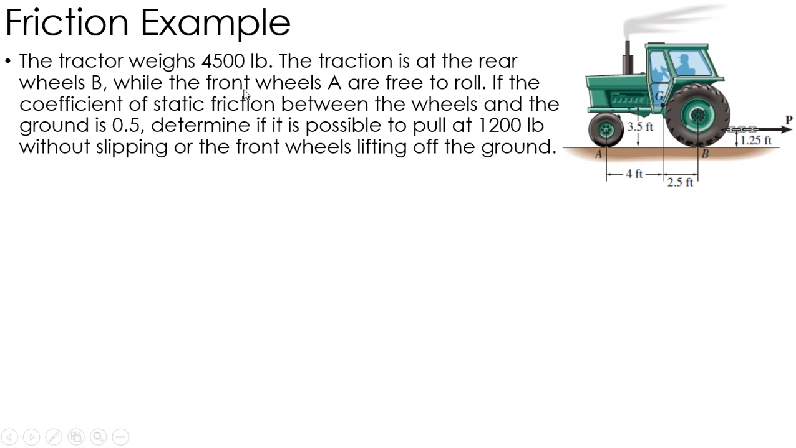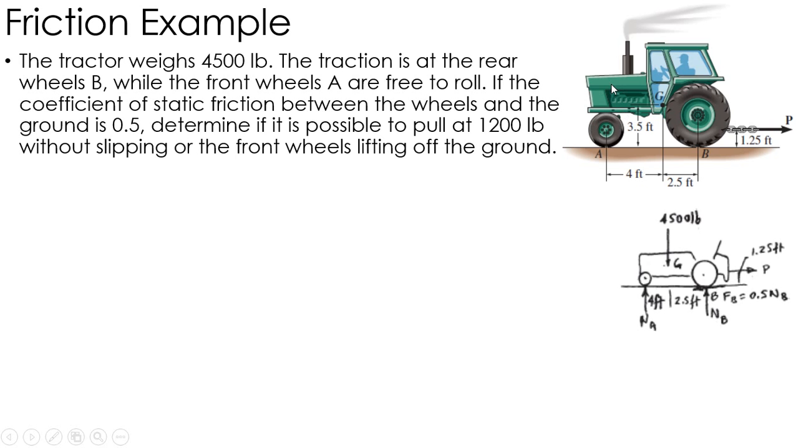The coefficient of friction between the back wheel and the ground is 0.5, and basically, I want to figure out if it's possible to pull with 200 pounds of force. I've got some trailer on the back. I need 1,200 pounds of force. I want to do that without the wheels slipping or popping a wheelie, A coming off the ground.